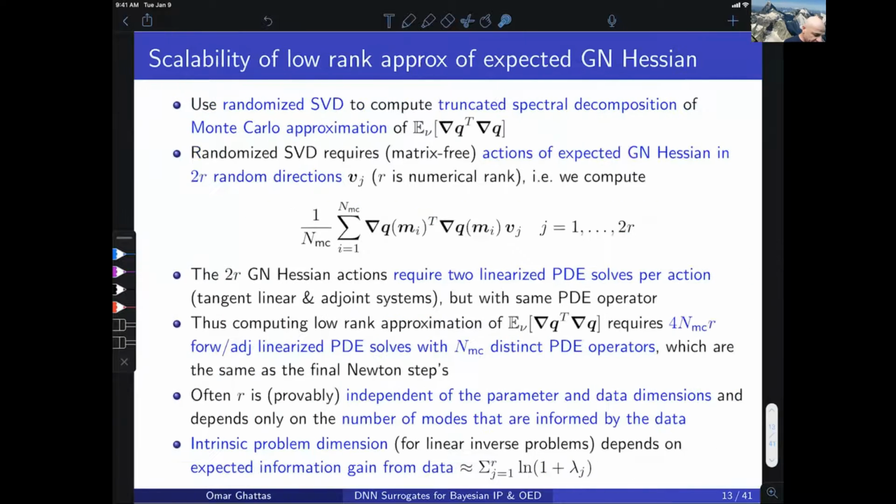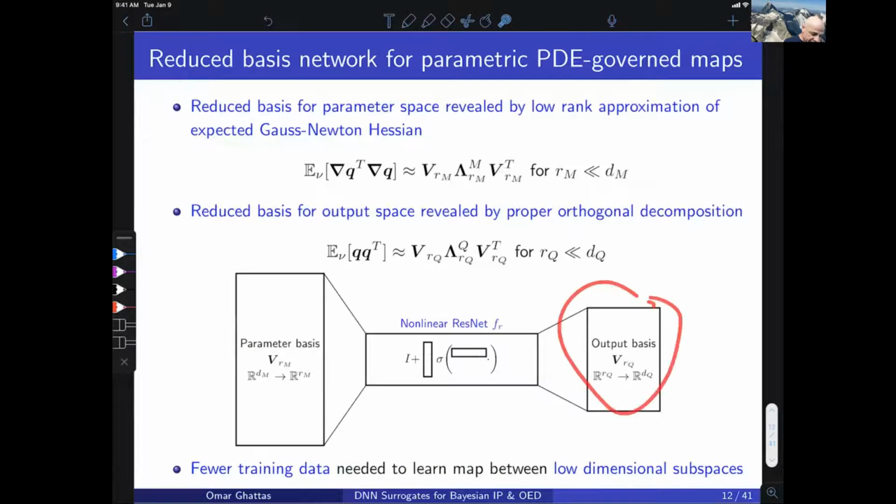Now, what about the output? Again, we have a high-dimensional output. This is the observation space. It could be finite dimensional, it could be discretized infinite dimensional, but often it's high-dimensional. So we could do the complement of this, which is the Jacobian transpose. That's the Gauss-Newton Hessian in the data space, and compute its expectation over parameter space and do a truncated spectral decomposition. But to first order, this is equivalent.